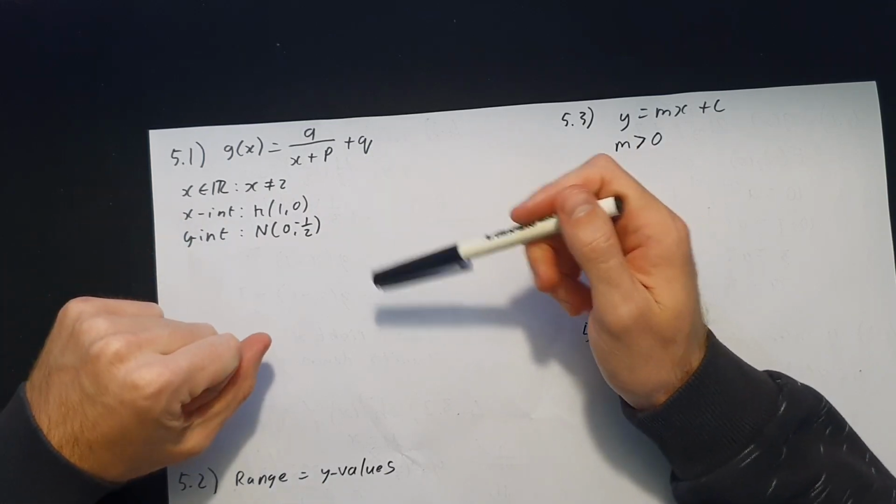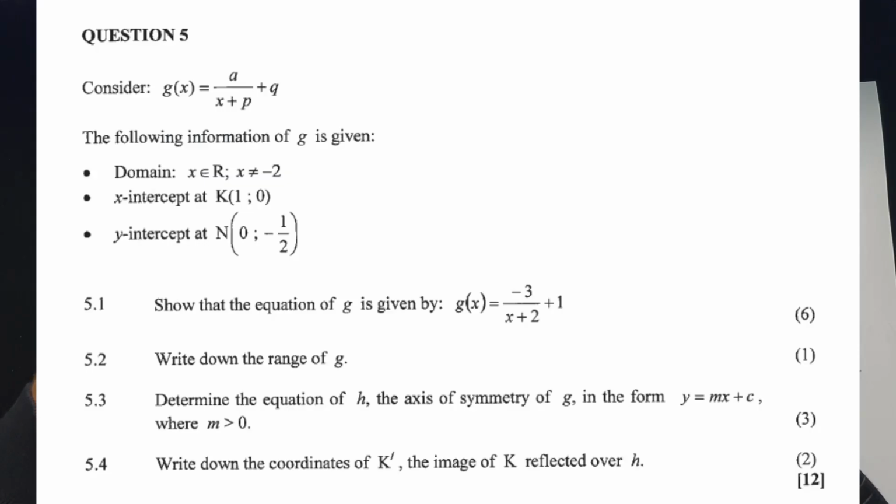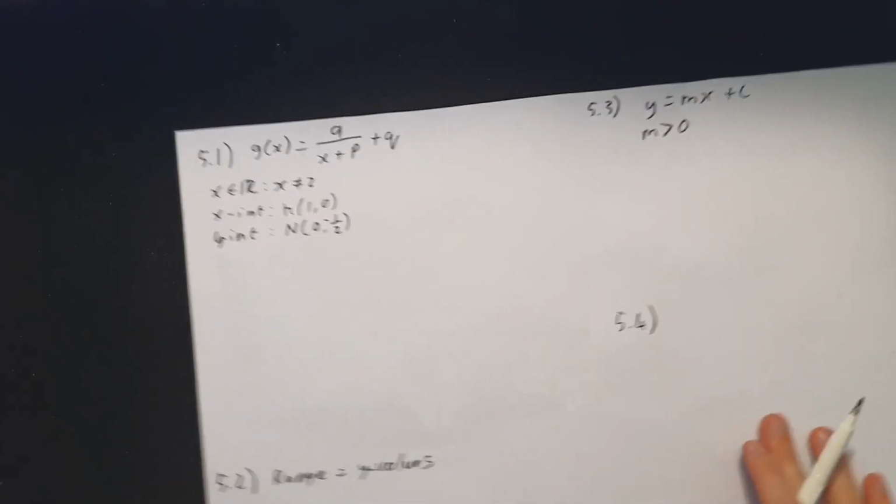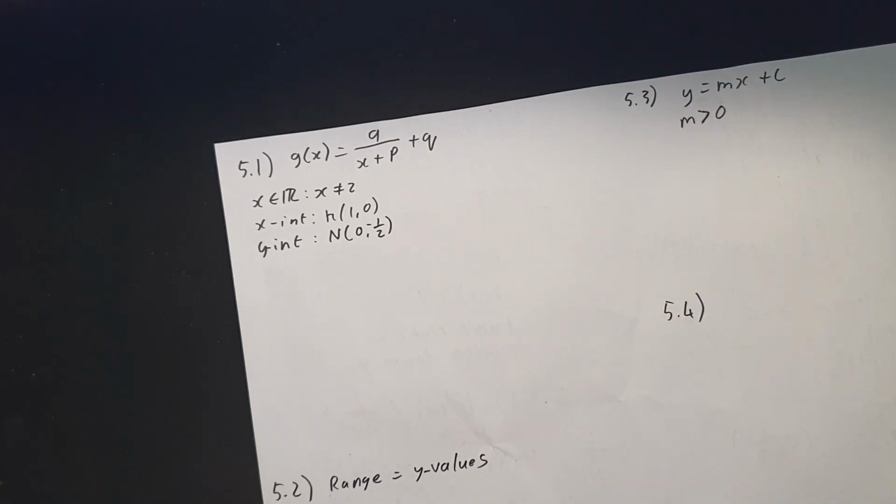Then they also give us additional information. They say the domain is where x is an element of real numbers, excluding negative 2. The x-intercept is at k, which is (1, 0), and the y-intercept is at n, which is (0, negative a half). Now 5.1 says show that the equation of g is given by g of x equals negative 3 over x plus 2, plus 1. That's for 6 marks, so a nice portion of marks out of 12, half the question.